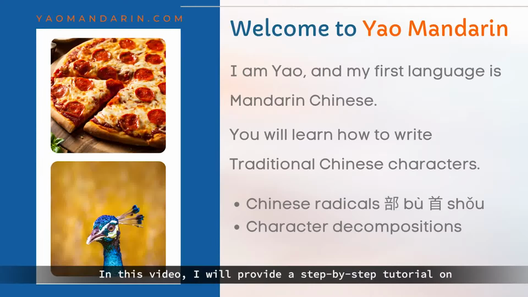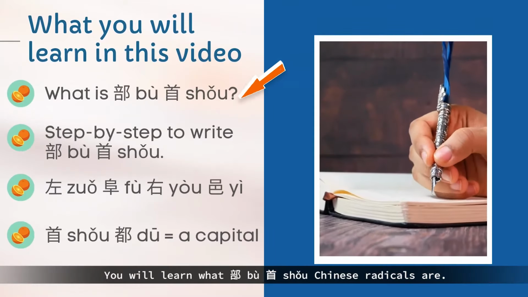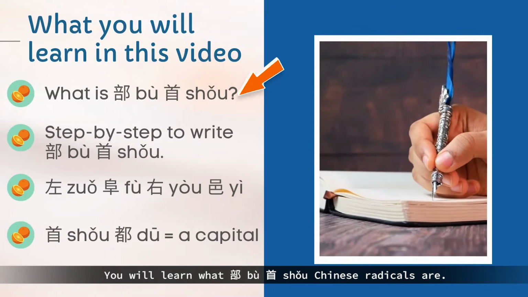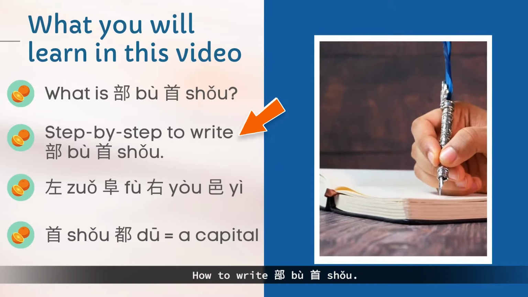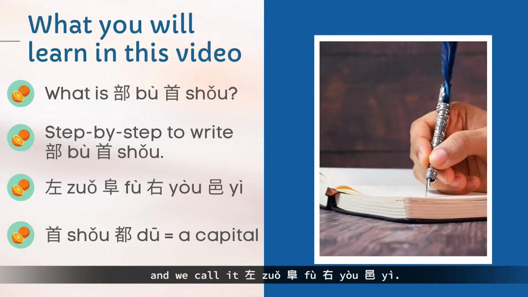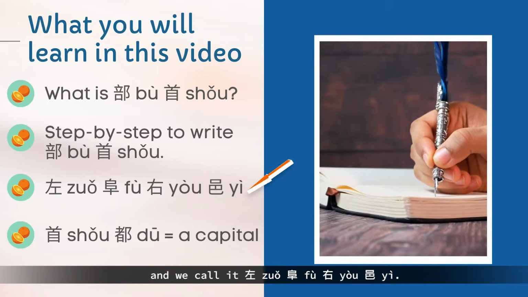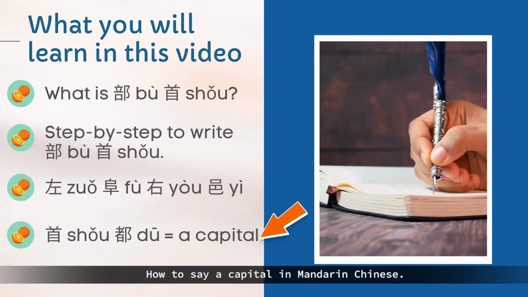In this video, I'll provide a step-by-step tutorial on how to write in traditional Chinese characters. You will learn what 部首 Chinese radicals are, how to write 部首, a character that looks like an ear, and we call it 左腹右翼, and how to say a capital in Mandarin Chinese.